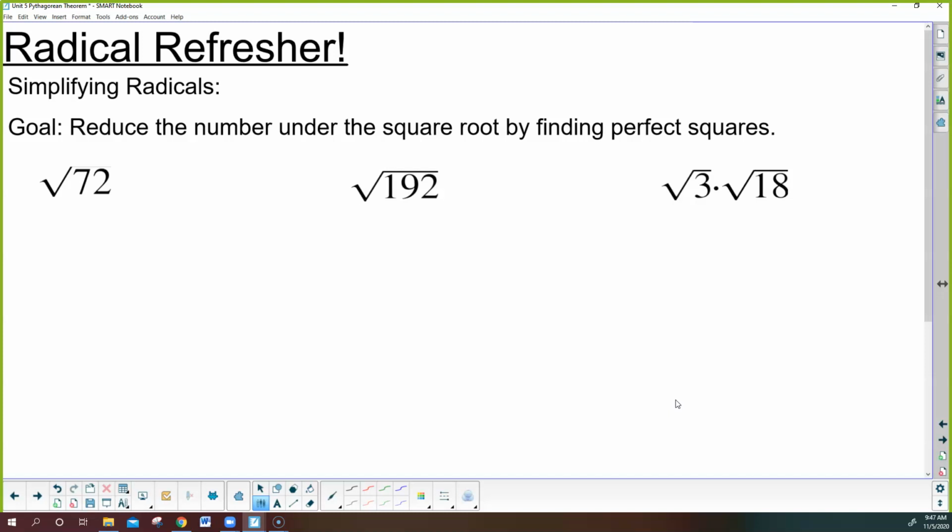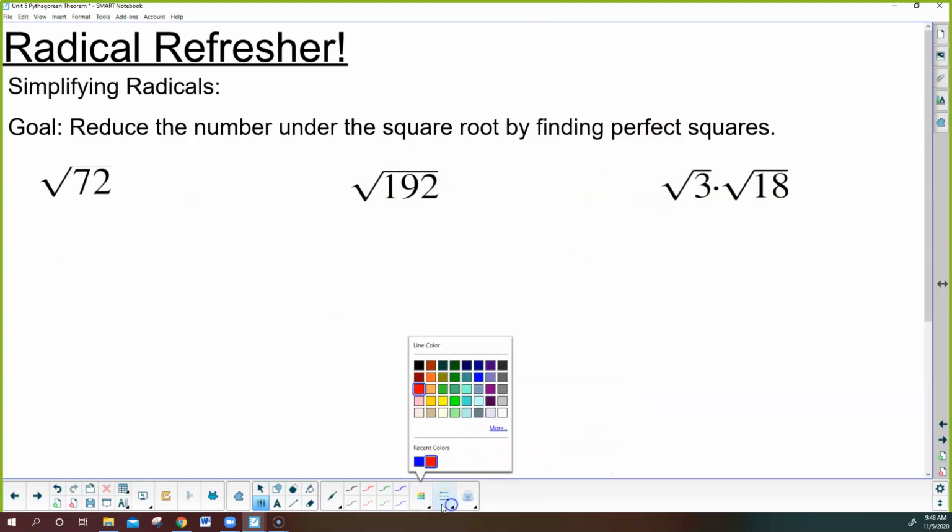All right, so we are going to teach a skill here that you hopefully have learned in the past, but have found that it's hit and miss. Some students don't have this down, and some students really do. So we're going to talk about reducing radicals. Definitely write this one down. This is where our warm-up comes into play. I want to find numbers that go into the 72, the 192, or 3 times 18. I want to find numbers that go into there that are perfect squares.